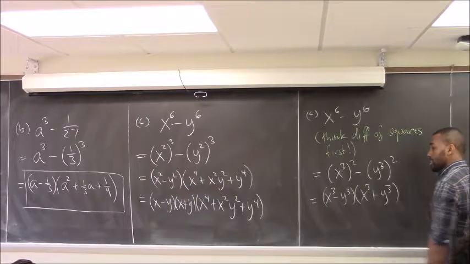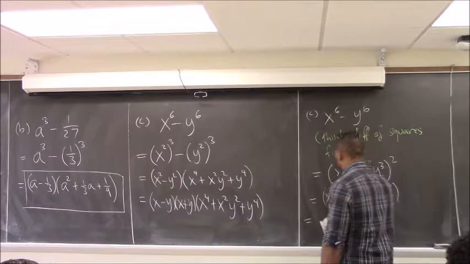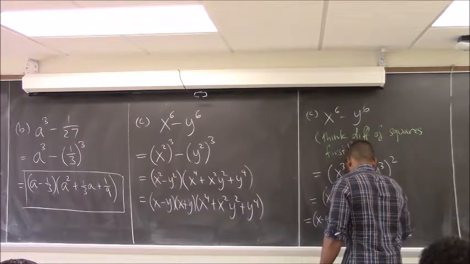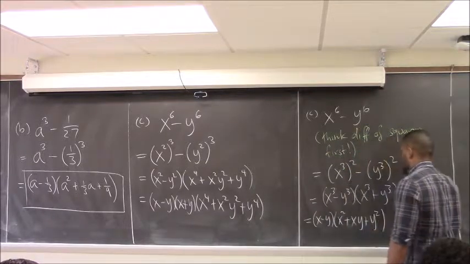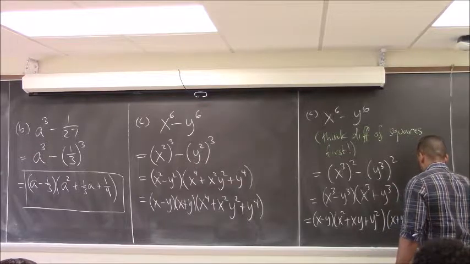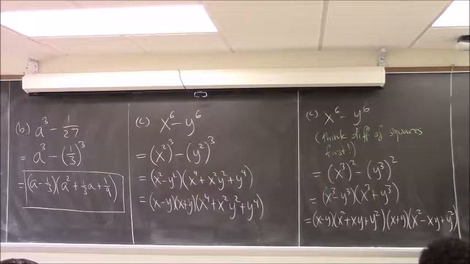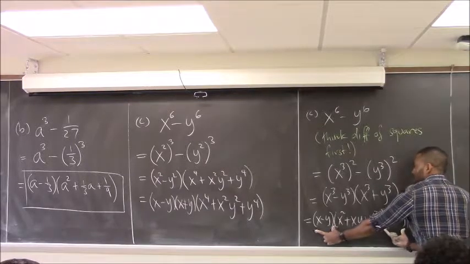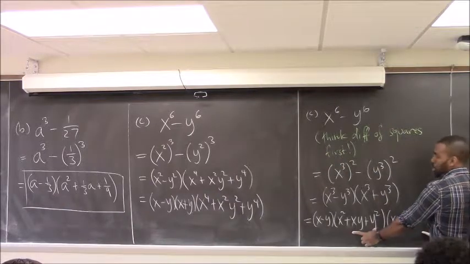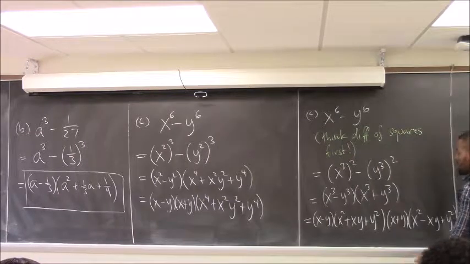And now each of these I can factor. So the first one I'm going to apply the difference of cubes formula: x minus y times x squared plus xy plus y squared. And then this one is going to be x plus y times x squared minus xy plus y squared. And of course, these two guys here are those two guys here. And what are those two guys? Well, they have to actually be this guy here, right? They're the same number.